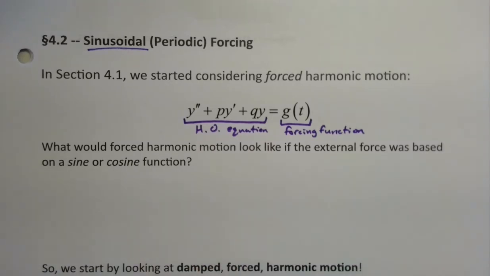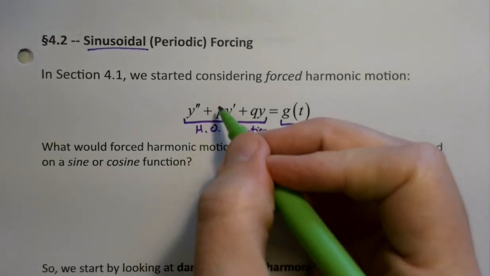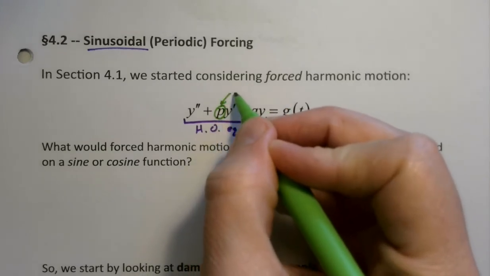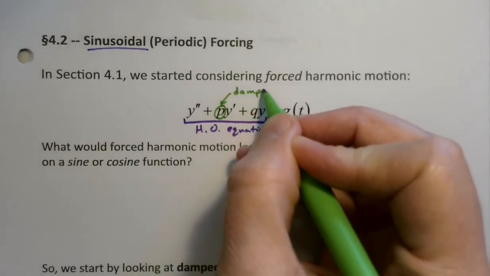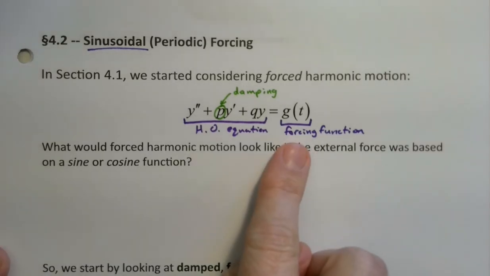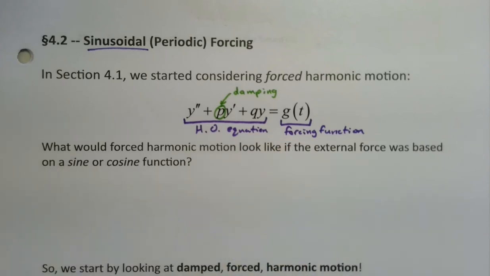And the key for us in this section is that we're going to be paying attention to only situations where we have damping. Later on, we're going to take a look at some more particular situations, what happens when maybe the damping is small. But for right now, we're going to focus on a damped harmonic oscillator that has some outside forcing function.